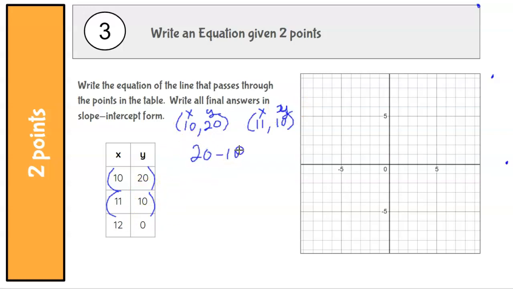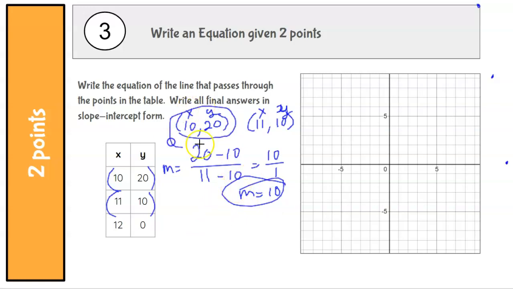So 20 minus 10 over, this is m, this is me finding the slope. 11 minus 10 is 10 over 1. Now I have the slope. Now I'm ready to start plugging numbers in. Okay, you need a slope and a point. I'm going to use this point and this slope. y minus y1 equals m times x minus x1. Write it down. Pause the video, write it down every single time you use it. My y is 20. My slope is 10. See, by circling it, I know this is the information that I'm using. The x1 is also 10.